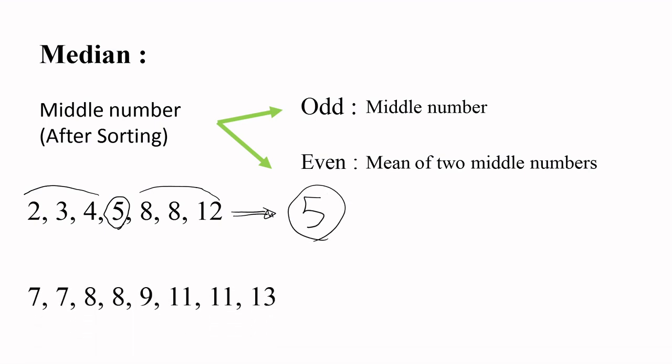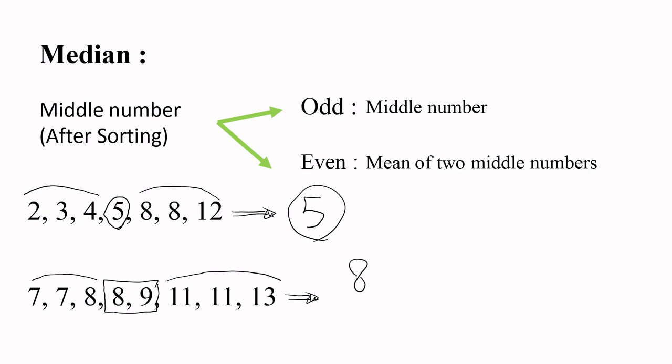Look at the next example. How many numbers do I have? 1, 2, 3, 4, 5, 6, 7, 8. And it's already sorted. Is 8 an even number or an odd number? 8 is even. So I'm not going to have one middle number. I'm going to have two middle numbers. And these two numbers will be the middle ones. Why? Because before that I have exactly 3 numbers, and after that I have exactly 3 numbers. Okay. How can I calculate the median?